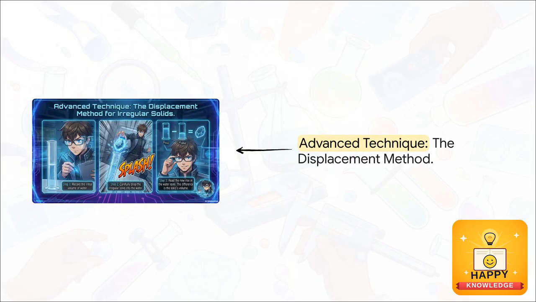In practice, it's honestly beautiful to watch. You take that initial eye-level reading and then splash. As the object sinks, it pushes out or displaces an amount of water exactly equal to its own volume, forcing the liquid level to rise. Subtracting the initial volume from the final volume perfectly reveals the hidden size of that irregular solid. It's just a beautifully simple, highly precise technique.